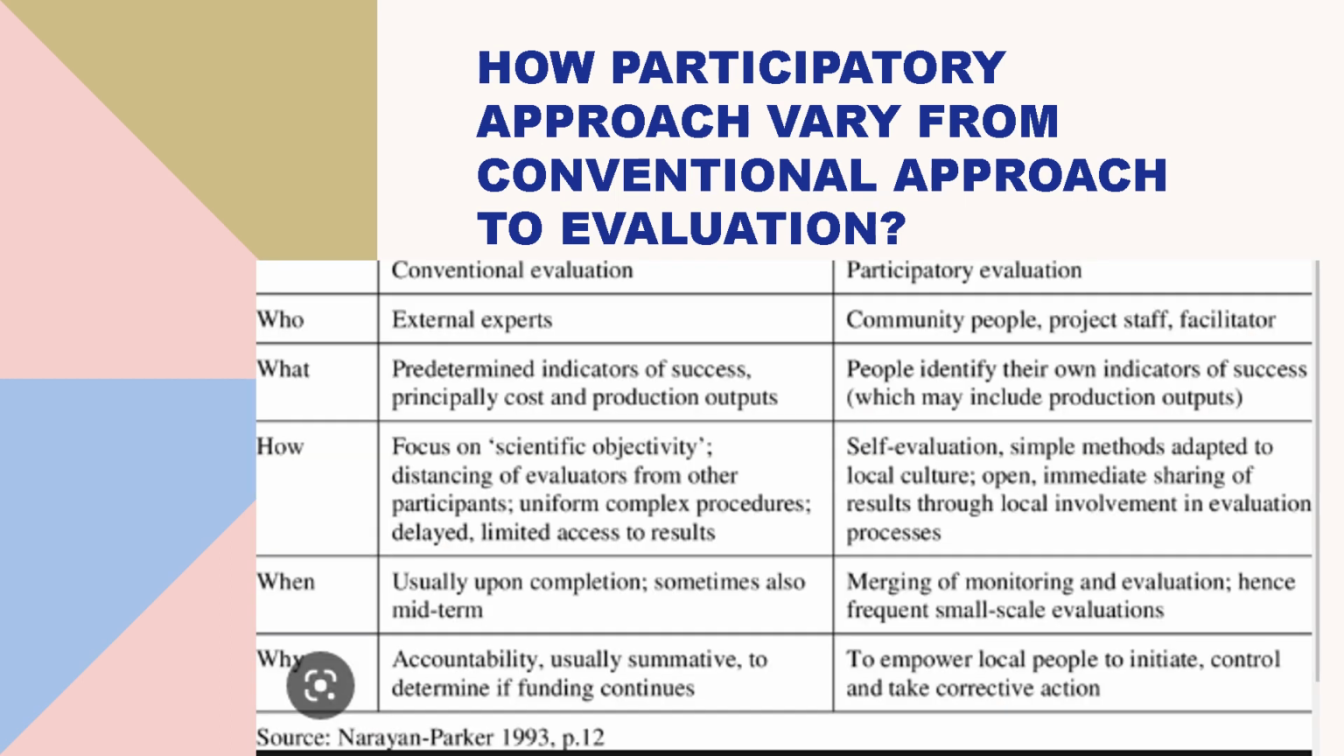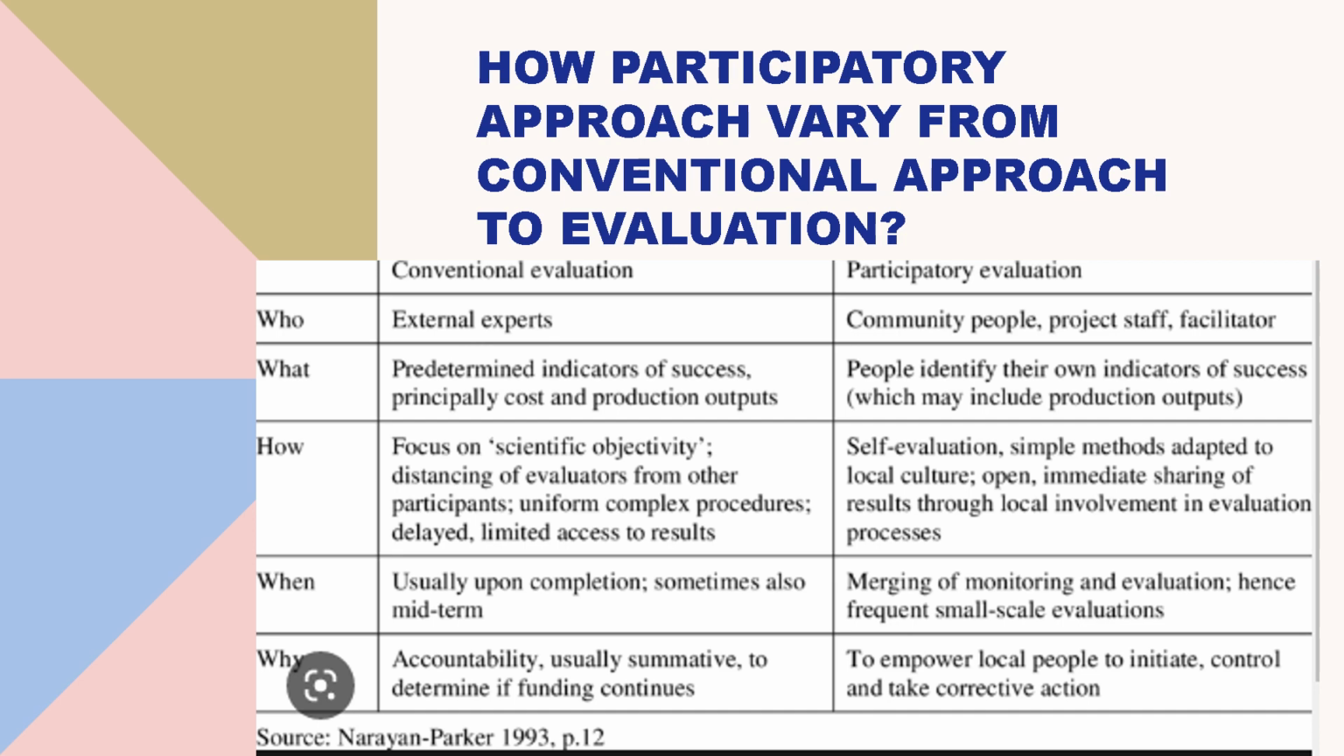So further, how does the participatory approach vary from the conventional approach? So here, I got this from Google. Narayan and Parker 1993 explicitly produced this variation from conventional to participatory evaluation. So according to them, for conventional, we have external experts. However, for participatory, community people, project staff, and facilitator. So what is being evaluated for conventional evaluation? Indicators of success, principal cost, and production outputs.